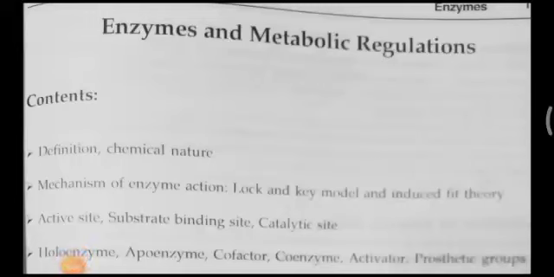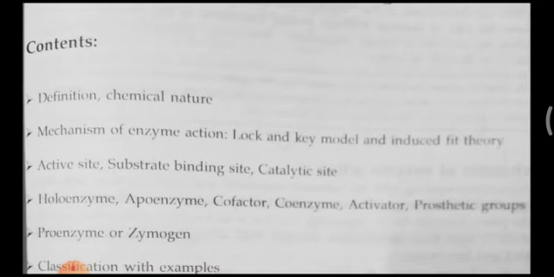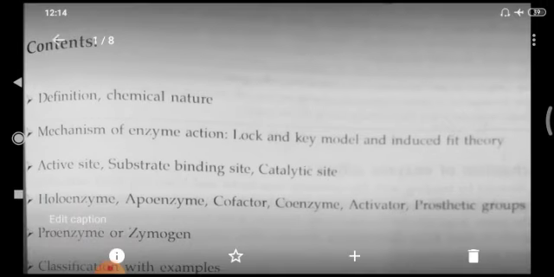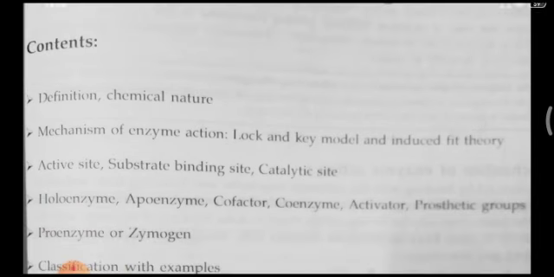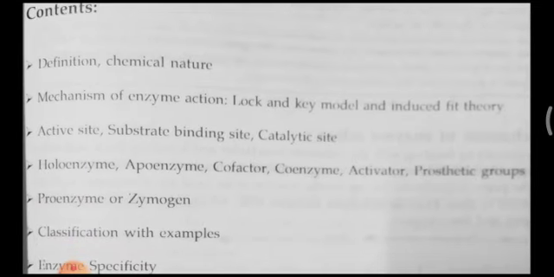Hello everyone, today we are going to discuss the topic or chapter called enzymes, and we are going to begin with the content that we are going to cover in this session. The contents include the definition of enzymes, chemical nature, mechanism of enzyme action, how the enzymes perform the action, and then the structure of enzymes including the active site, substrate binding site and catalytic site, and the holoenzyme, apoenzyme, cofactor, coenzyme, activator, prosthetic groups. So these are all topics that come under the enzymes chapter.